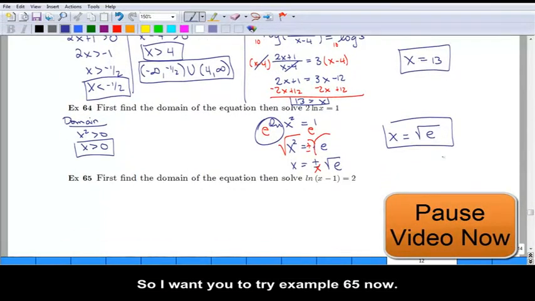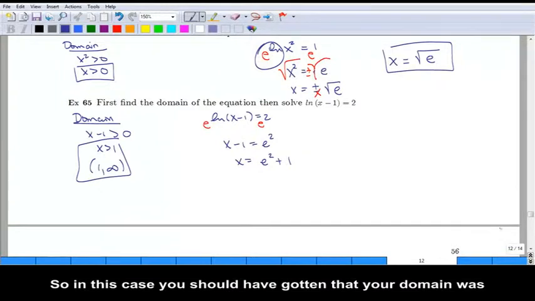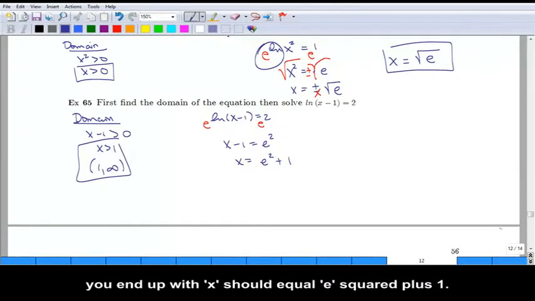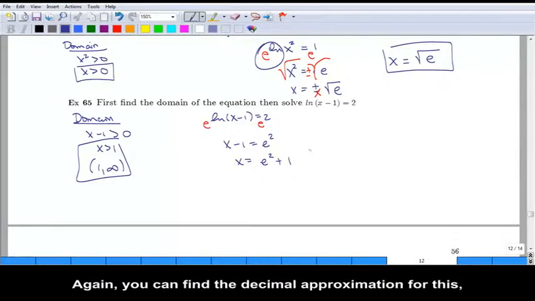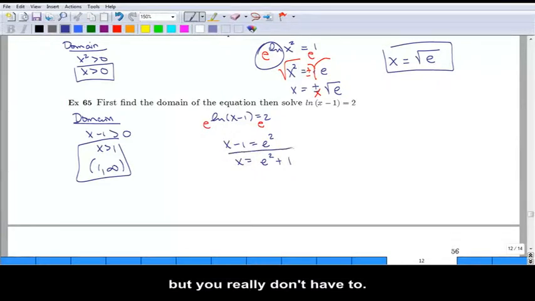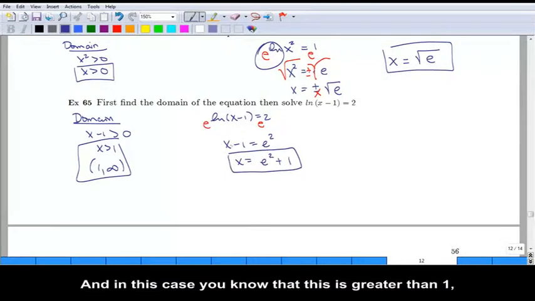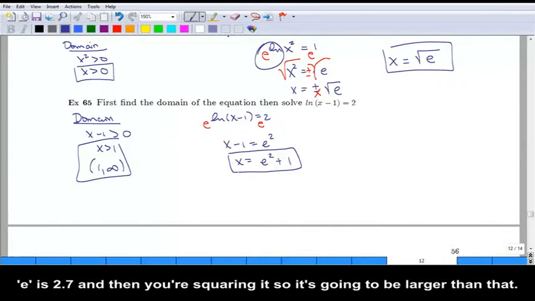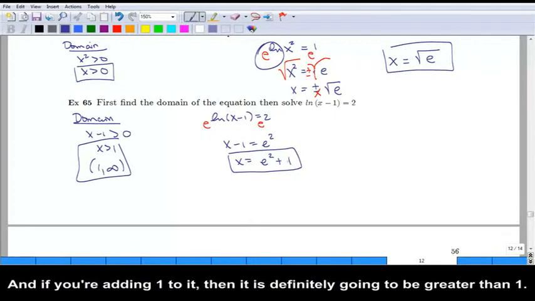So I want you to try example 65 now. In this case, you should have gotten that your domain was x is greater than 1, or from 1 to infinity. And if you go through and solve this one, you end up with x should equal e squared plus 1. Again, you can find the decimal approximation for this, but you really don't have to. And in this case, you know that this is greater than 1 because you've got 1 plus some positive number. e is 2.7, and you're squaring it, so it's going to be larger than that. And if you're adding 1 to it, then it is definitely going to be greater than 1.